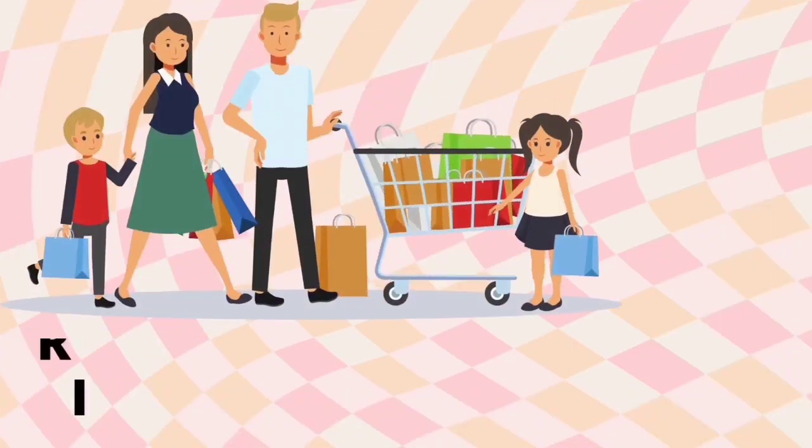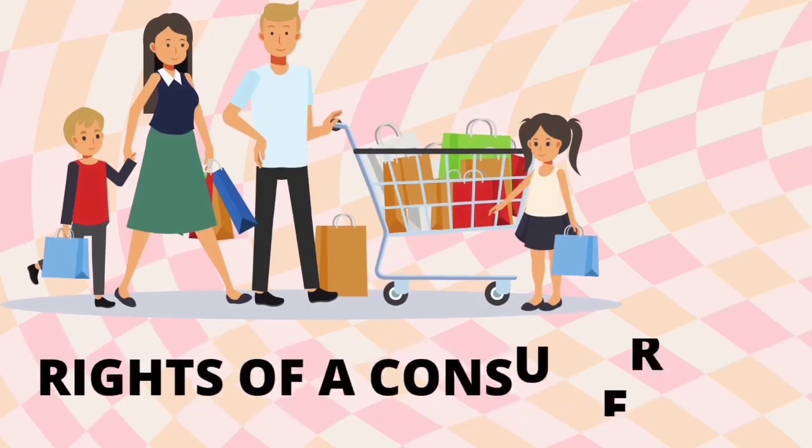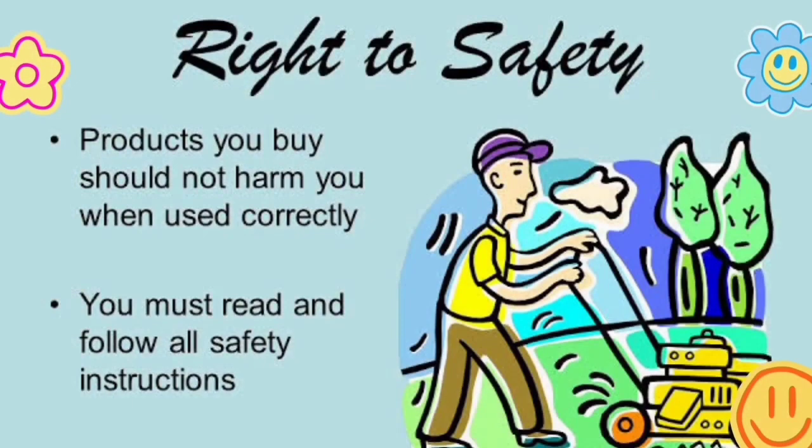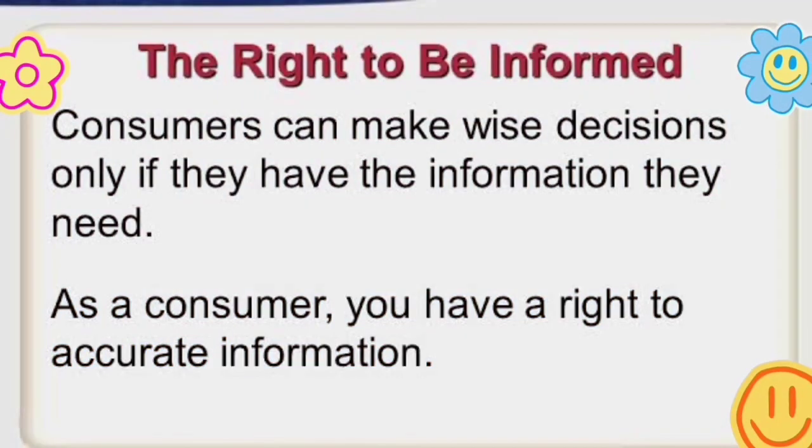So now let's take a look at rights of a consumer. As a consumer, it is good we know our rights, and we have the following rights. The first one is what? Right to safety. This simply means to be protected against goods and services which are harmful to your life and your well-being. And next, we are going to be looking at the right to be informed about the goods and services that you want to pay for.